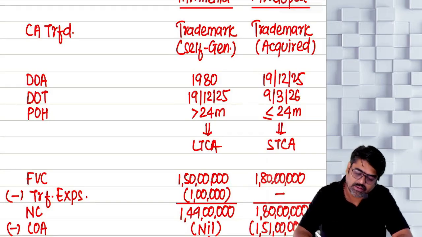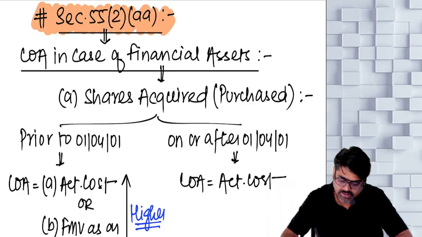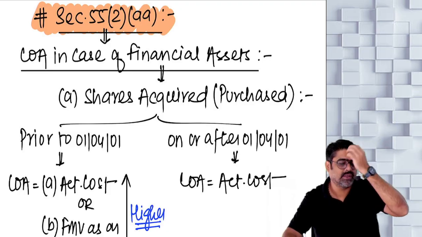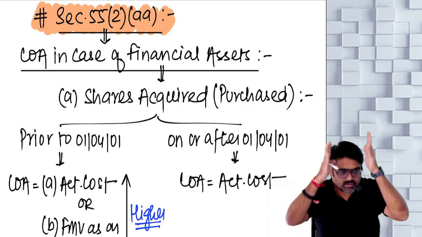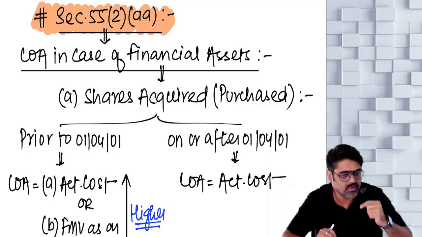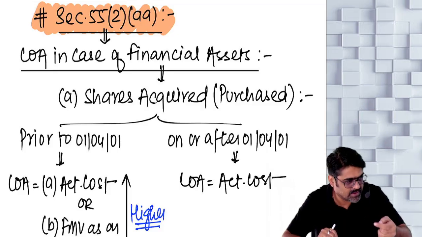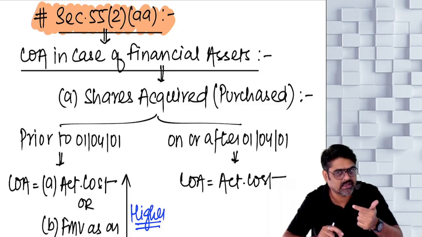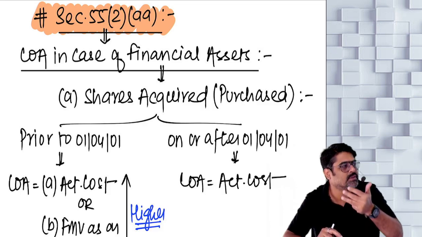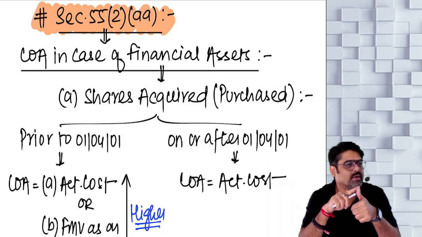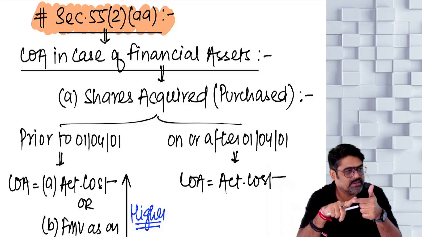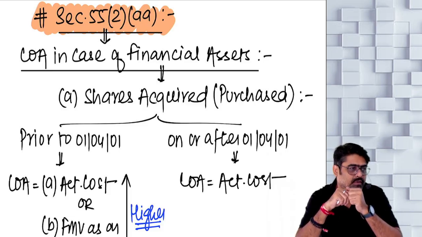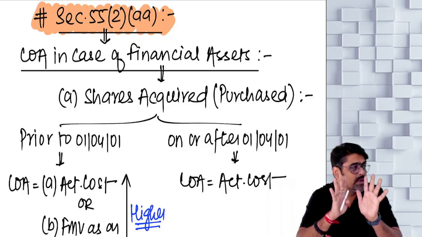Now, yesterday we completed 55.2A. But today we are going to discuss the other costs also. If you remember, we were discussing that format: whenever you calculate your capital gains, you have to follow a format. In that format, you take full value of consideration, minus transfer expense, net consideration, cost of acquisition, cost of improvement. I explained full value of consideration and transfer expense yesterday. We were discussing cost of acquisition.